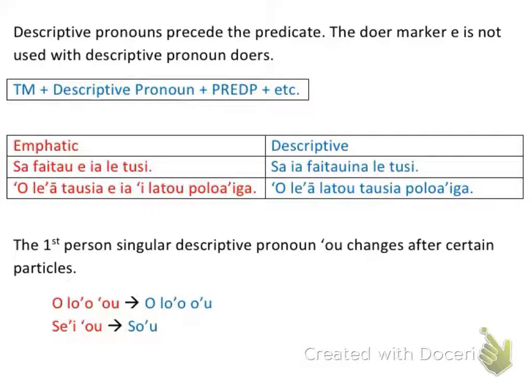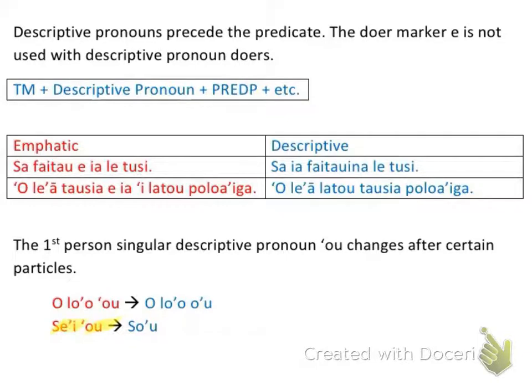Another rule is that the first person singular pronoun o changes after certain particles. So if I use the tense marker olo'o and then my descriptive pronoun o, it changes to olo'o. Okay, it changes, and that's something that you're just going to have to get used to. It took a little bit of time for me to get used to because it just seemed a little bit counterintuitive.